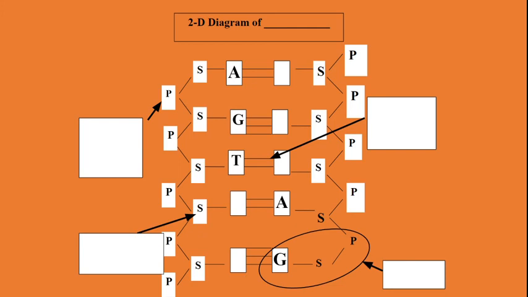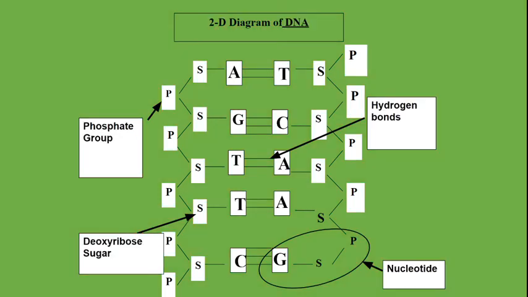Alright, guys, I hope you didn't struggle too much with that. So let's move forward. This is a 2D structure of DNA. Out here is going to be your phosphate group. These are going to be your deoxyribose sugars. Here, attaching our base pairs is going to be your hydrogen bonds. And this as a whole is going to be your nucleotides.